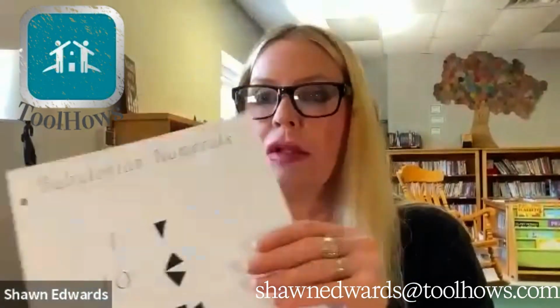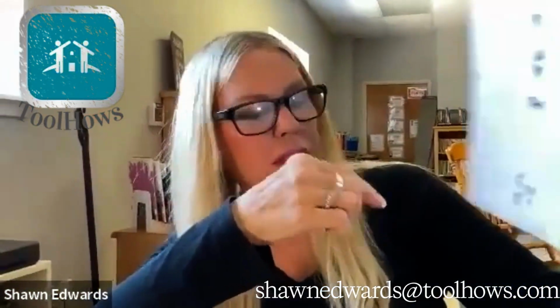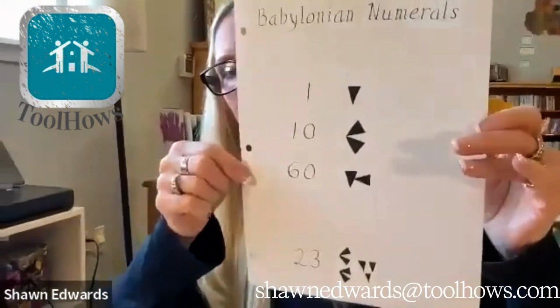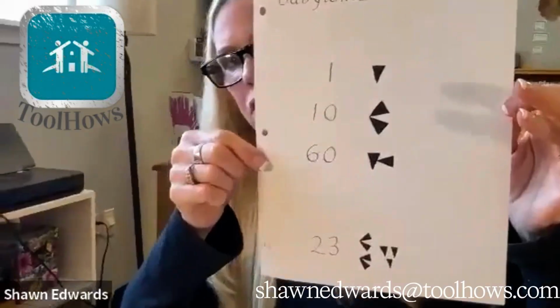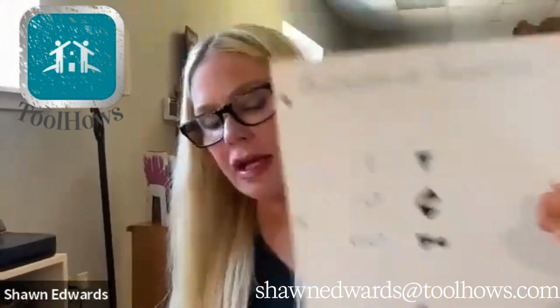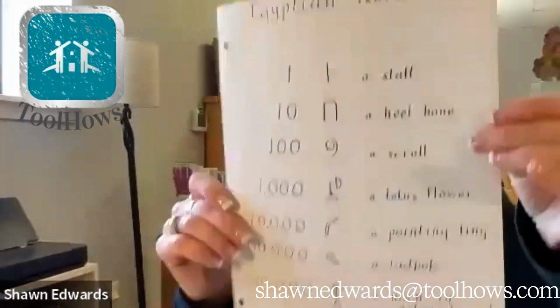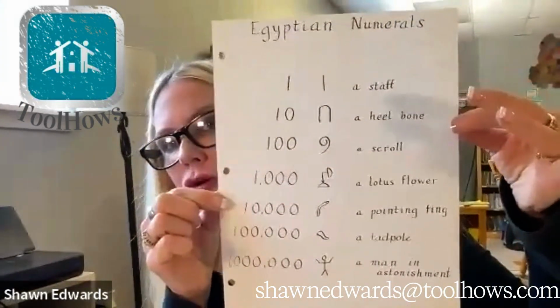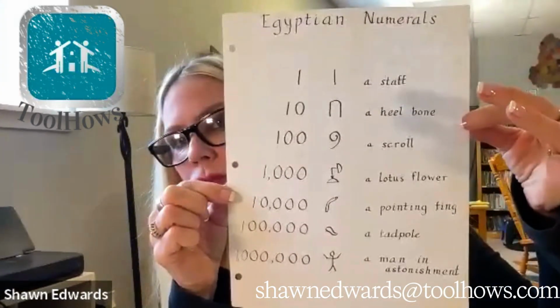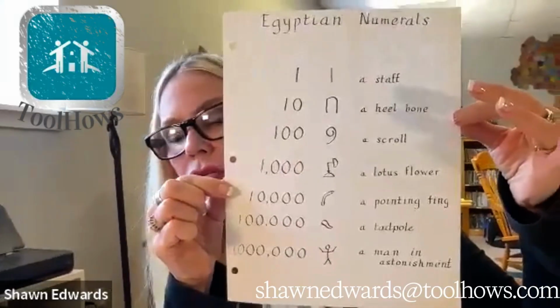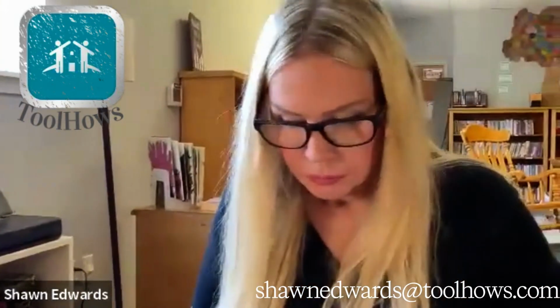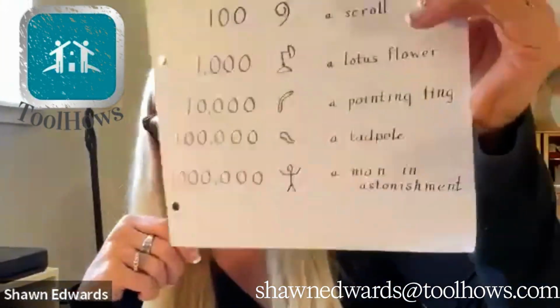So, you have your Babylonian numerals: 1, 10, 60, and 23. You don't have to have all of them represented, because the children will figure out how to add and subtract. Then Egyptian numerals on a little chart. You can look these up on Google. You'll want 1, 10, 100, 1,000, 10,000, 100,000, and a million.